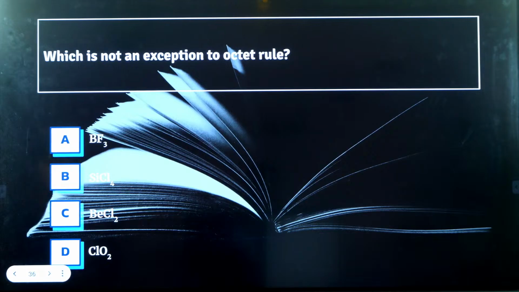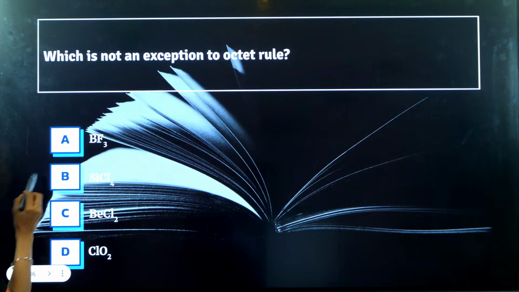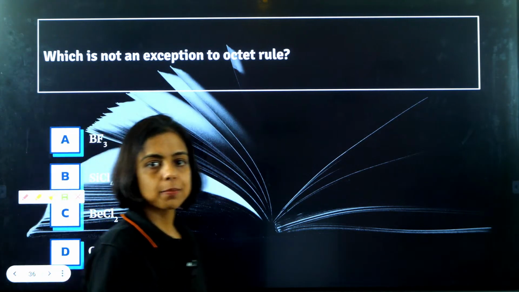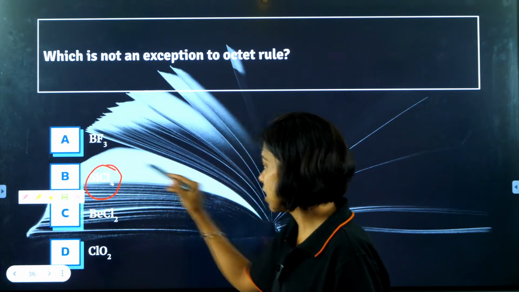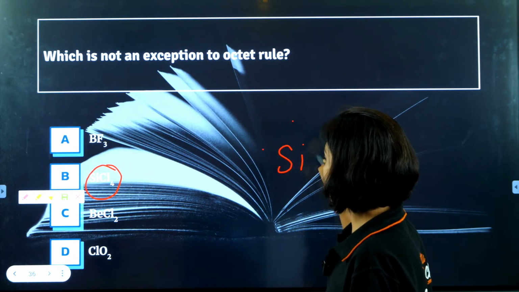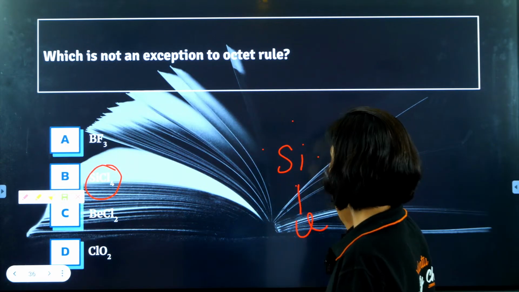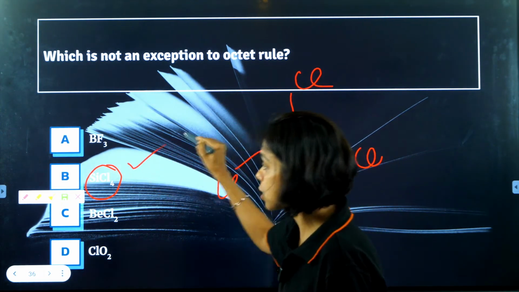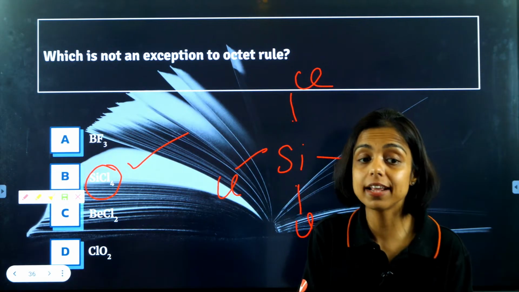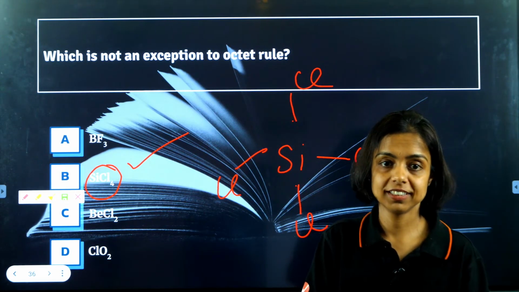Which is following the octet rule, which has 8 valence electrons, guys? This is what they're asking. BF3, I just told you, is an exception, a limitation, with 6 electrons. SiCl4: silicon has 4 valence electrons and it is forming 4 bonds. That means silicon has a total of 8 electrons. That means it is following the octet rule. It is not an exception.